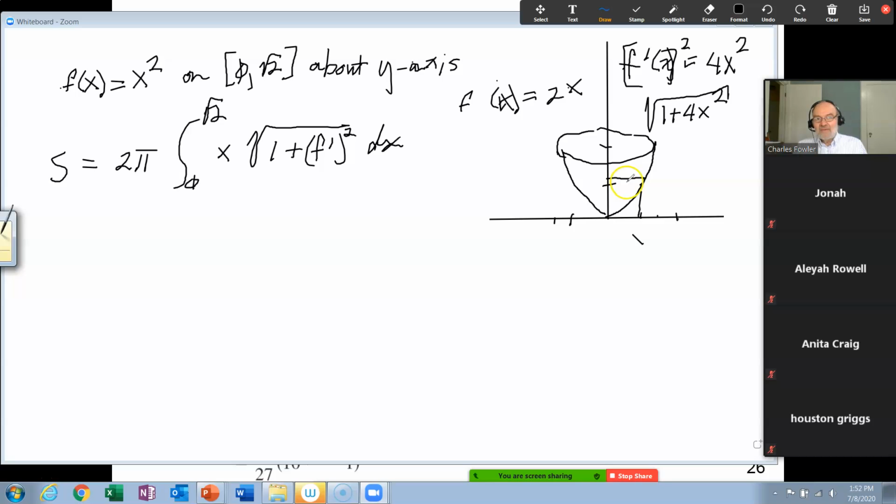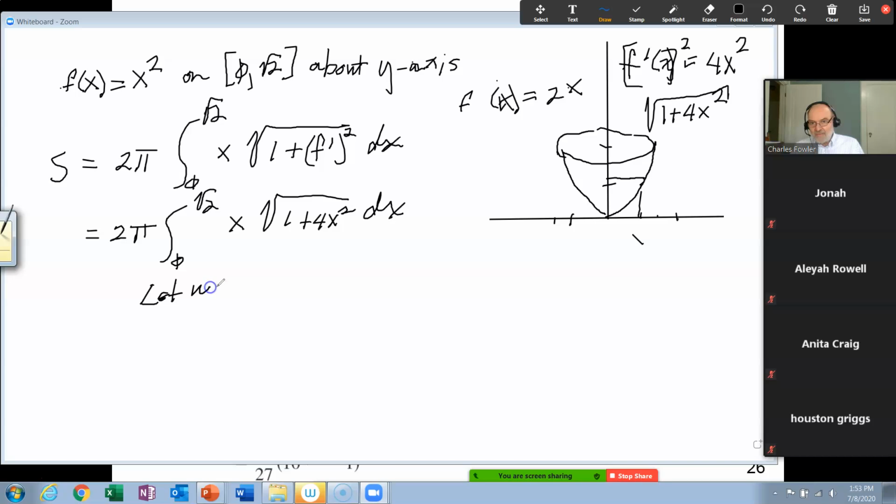Okay? So, what our function is now, we've done everything they have here. So this is 2 pi times the integral from 0 to root 2 on x times the square root of 1 plus 4x squared dx. Okay. Again, I think a u substitution is the way to go here.